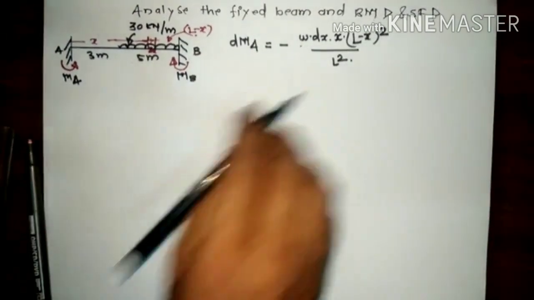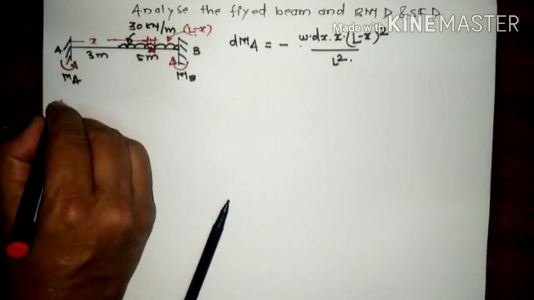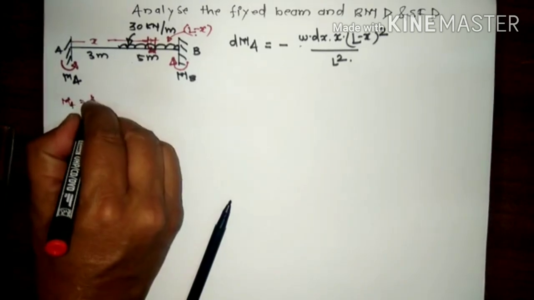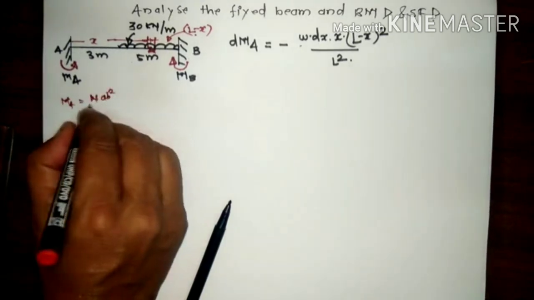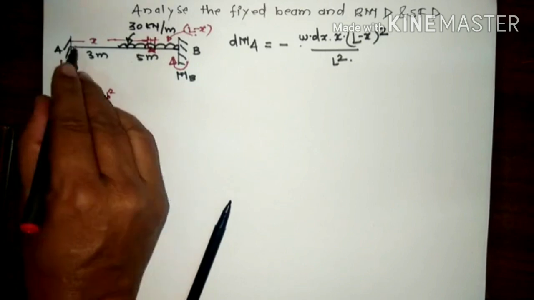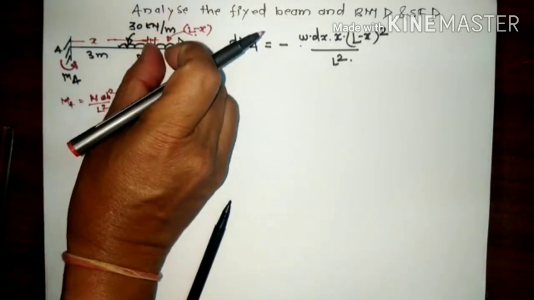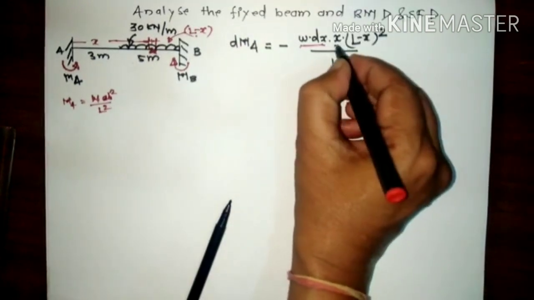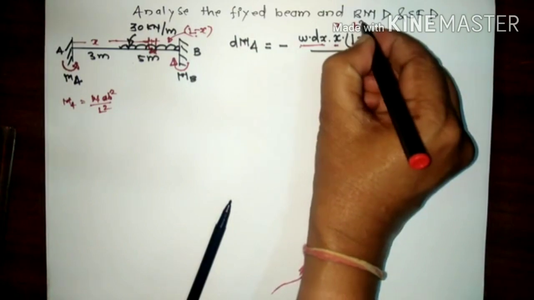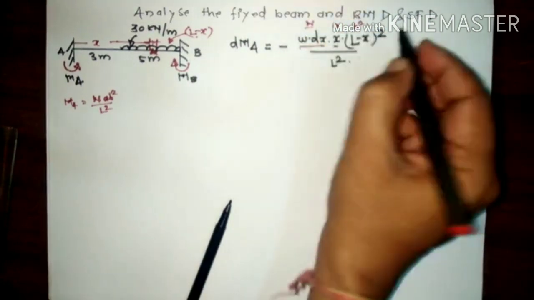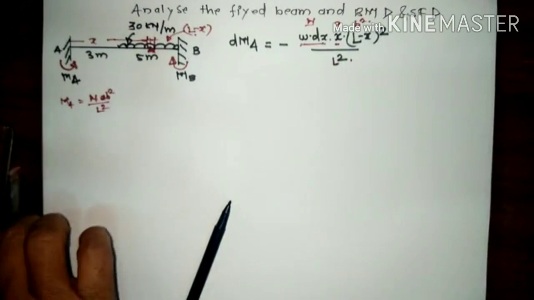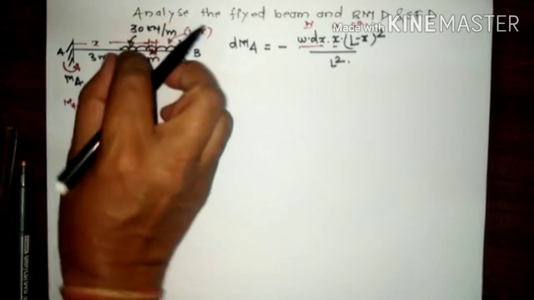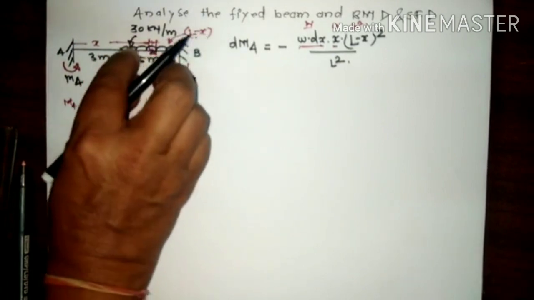What is the formula? This is the formula we have taken from the fixed beam subjected to a point load. In that case MA is equal to W a b square by L square. So a is x and b is L minus x. So W into dx, this is the total load, into x, this is a, this is b square, divided by L square. Now here, if you take a small element, we want the total.